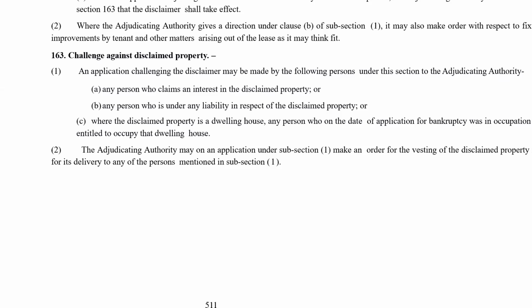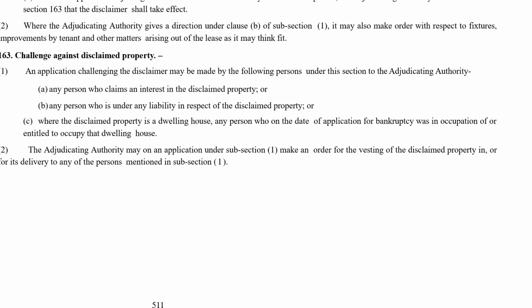An application challenging the disclaimer may be made by the following persons under this section to the adjudicating authority. Any person who claims an interest in the disclaimed property, or any person who is under any liability in respect of the disclaimed property, or where the disclaimed property is a dwelling house, any person who on the date of application for bankruptcy was in occupation of or entitled to occupy that dwelling. So he may challenge before the adjudicating authority. And the adjudicating authority may on an application under subsection 1 make an order for the vesting of the disclaimed property in or for its delivery to any of the persons mentioned in subsection 1.